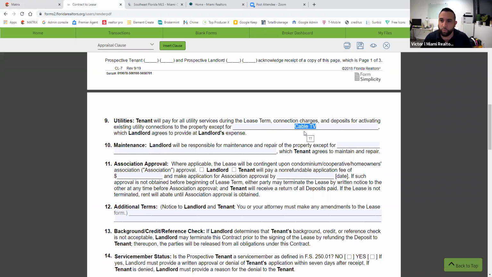A lot of times water is also included, so you could put water here. FPL electric is usually not included, but sometimes it could be. So basically what you're saying here is the tenant's going to pay for all utilities except for water or except for cable. Whatever is included, you're going to put it here.